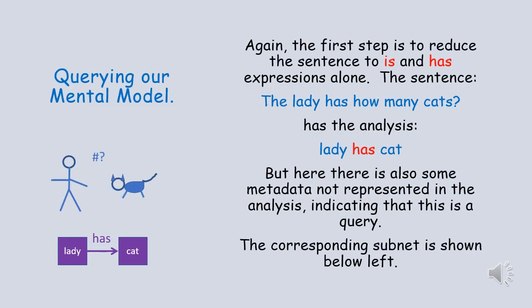Again, the first step is to reduce the sentence to is and has expressions alone. The sentence, "The lady has how many cats?" has the analysis, "Lady has cat." But here there is also some metadata not represented in the analysis, indicating that this is a query. The corresponding subnet is shown below left.